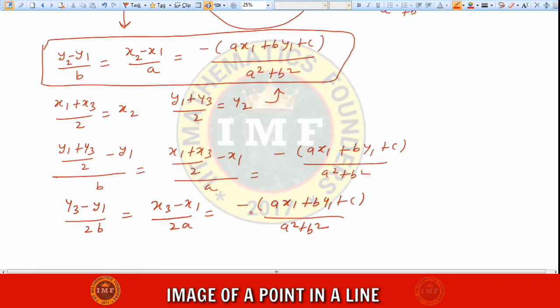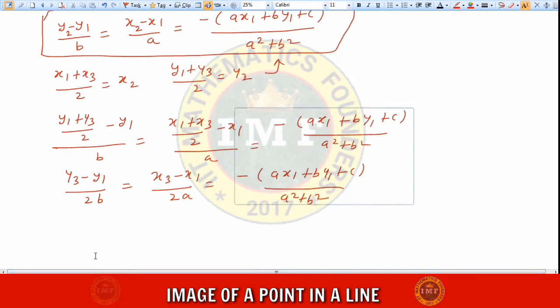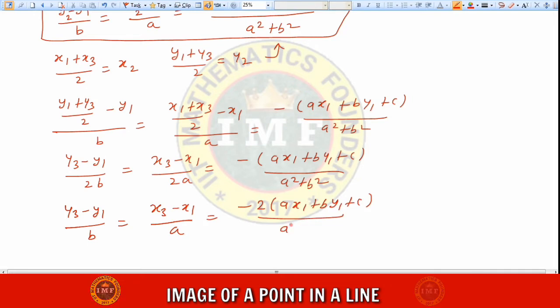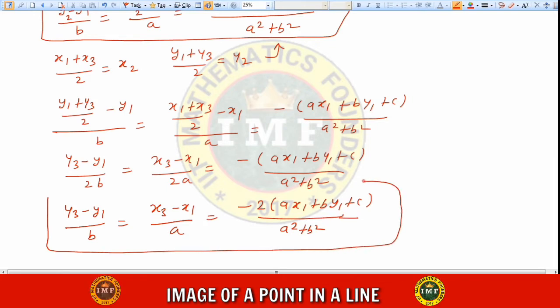Now this 2 I am multiplying in each ratio. So multiplying by 2, I'll get here (y3 − y1)/b is equal to (x3 − x1)/a, this is equal to −2(ax1 + by1 + c)/(a² + b²). So this is my second formula. This formula will be used to find the image of the point P with respect to the given line. Okay, so now let us see the second method of proof for these two formulas.